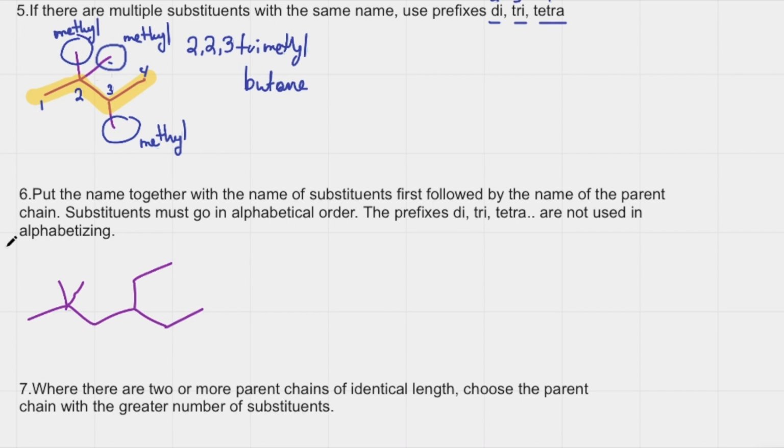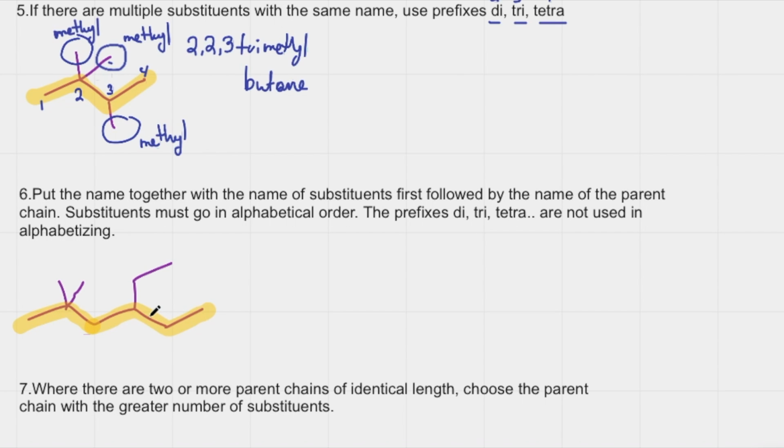First we find the longest carbon chain. I can go 1, 2, 3, 4, 5, 6. There are many different options, but I think it will be the easiest to go with this. They're actually the same because you will see they will have the same substituents. So this is my parent chain.